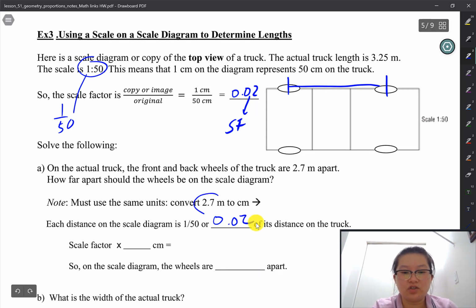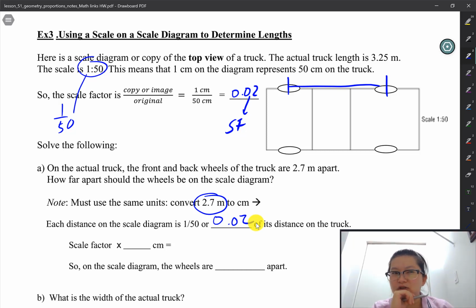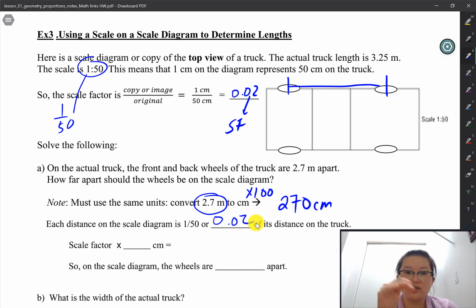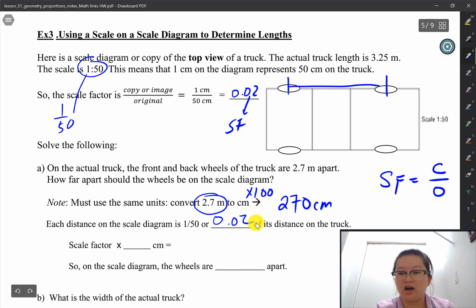Now we have to convert this 2.7 meters into centimeters, because the copy, the picture of the truck you see on your page, can be measured in centimeters. We could do it in meters, but let's work in centimeters. Probably easier for you to visualize as well. So 2.7 meters to centimeters: if you're thinking you have to multiply by 100, you are correct. 2.7 times 100 gives me 270 centimeters. So in order for us to figure out the copy, remember our equation: scale factor is equal to copy divided by original.